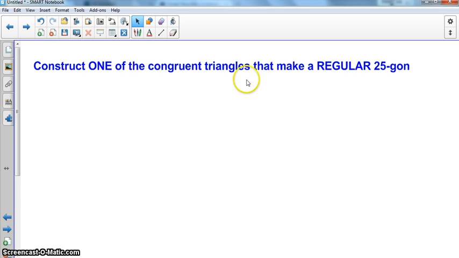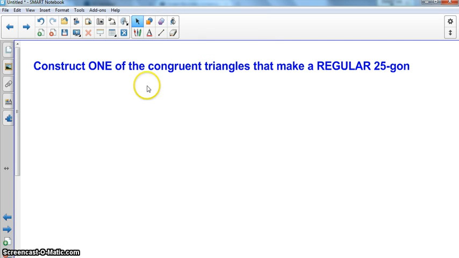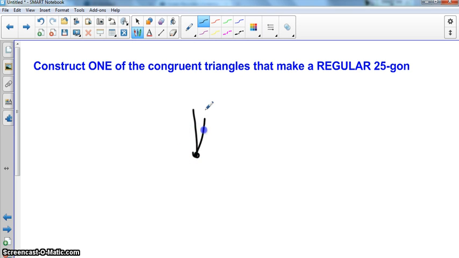Now construct one of the congruent triangles that make a regular 25-gon. Okay, so if we have a 25-gon, let me see if I can make a 25-gon. Nope, I can only go up to 16. So in a 25-sided shape, we're going to have 25 angles. So if you think about a center point, we're going to have these 25 angles going off, right? So there's going to be 25 of these equal angle measures, and then what we need to figure out is what one of them is.